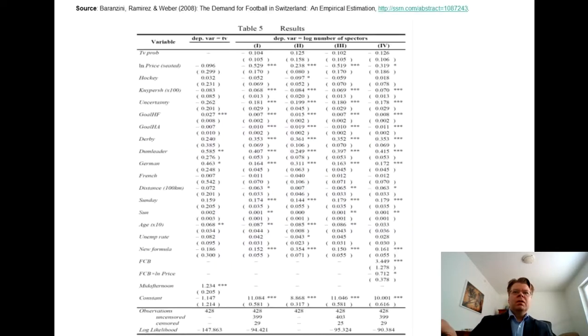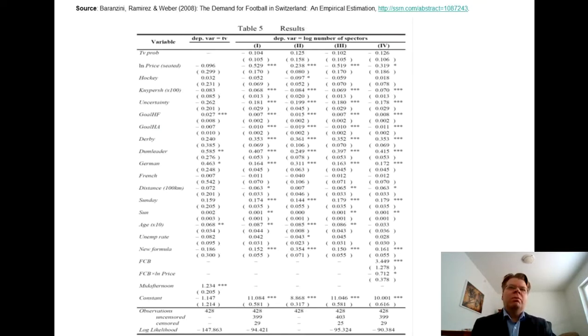Okay. So I have here an illustration from another study by Baranzini et al., which is actually from this context that I used as my example. So this is actually demand for football in Switzerland. And I'm sorry, the table is quite big, and that's why it's difficult to reproduce it. But if you look at the top part of the figure, it indicates that in the leftmost column the dependent variable is TV spectators.